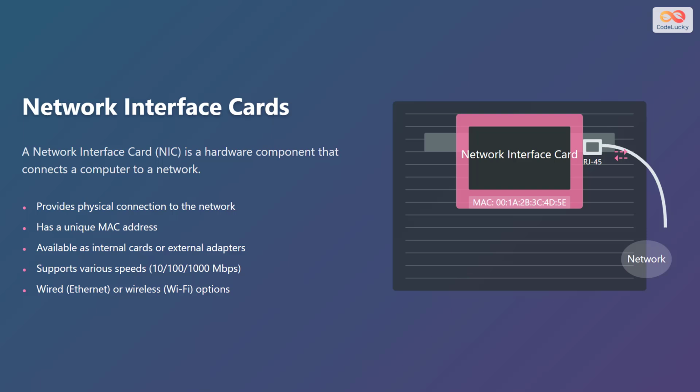NICs are available as internal cards that are installed inside the computer, or as external adapters that connect via USB. They support various speeds such as 10/100/1000 megabits per second and come in both wired Ethernet and wireless Wi-Fi options.